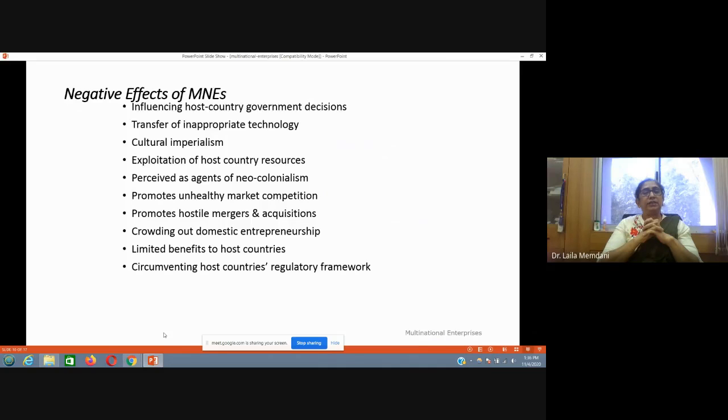Promotes unhealthy market competition. The domestic industries are wiped out and then they can become monopoly. Promotes hostile mergers and acquisitions, crowding out of domestic entrepreneurs, that is, domestic entrepreneurs may be wiped out because they cannot survive the competition. Limited benefits to the host country. The host country gets very little benefit, and they circumvent the host country regulatory framework by bribing the government officers.